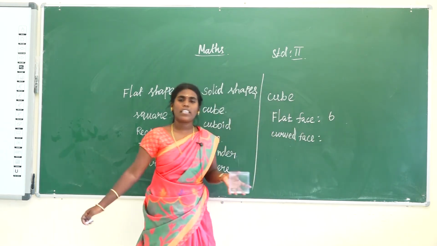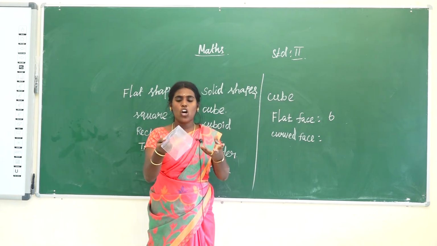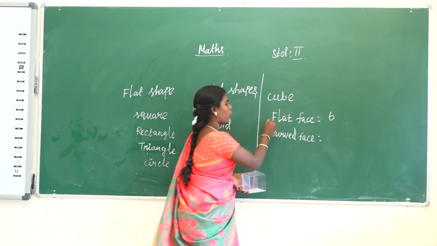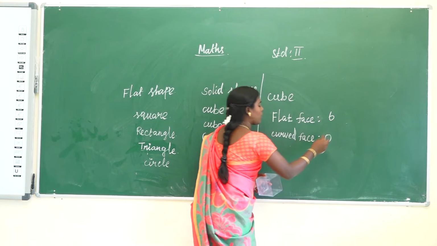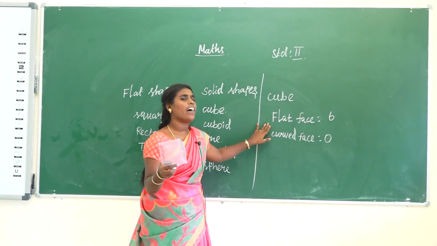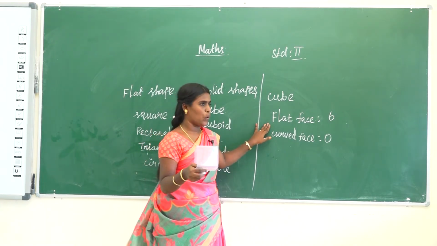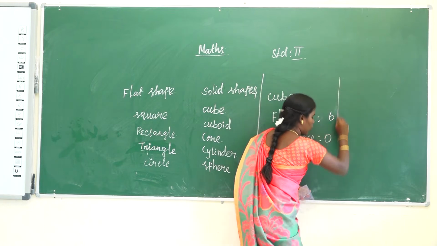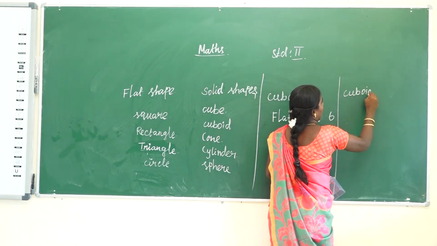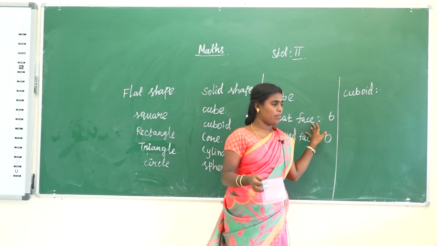Then how many curved faces are there in a cube? Is there any curved face? No. So a cube has no curved face. It only has flat faces. Then a cuboid looks the same. Next one is cuboid. Yes, cuboid has the same thing.